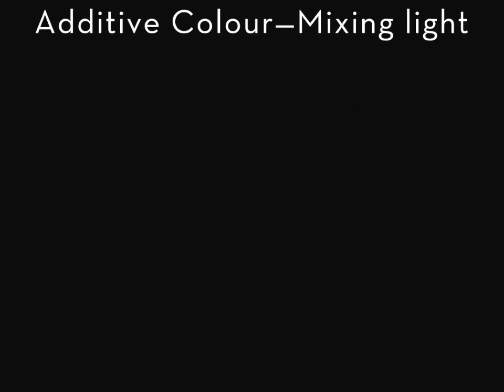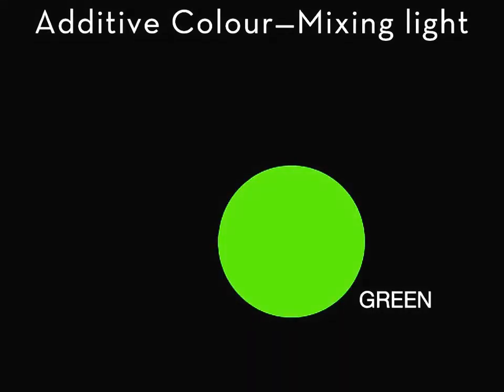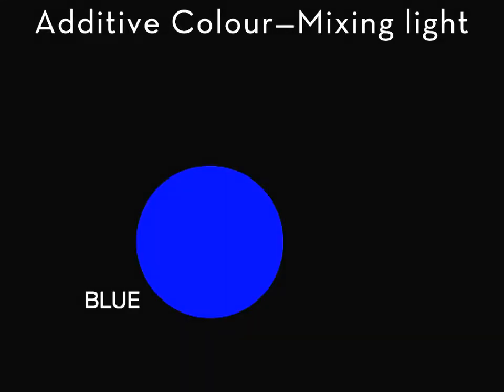In mixing colored light, I begin with a dark screen onto which I have projected the white text you see and left the rest of the screen blank. The 3 primary light colors or primary additive colors are red, green, and blue.